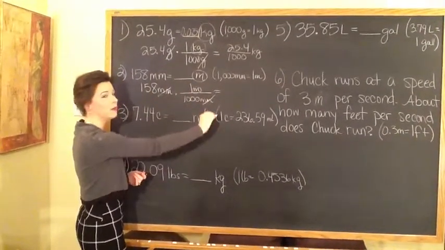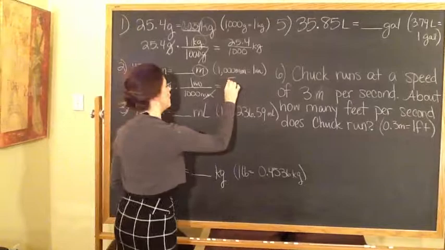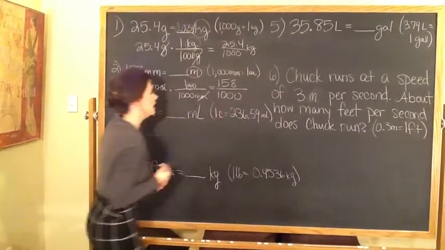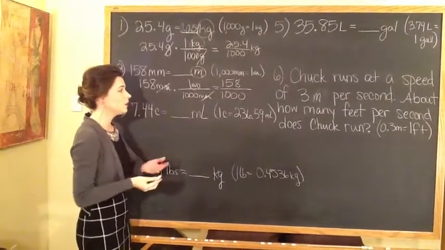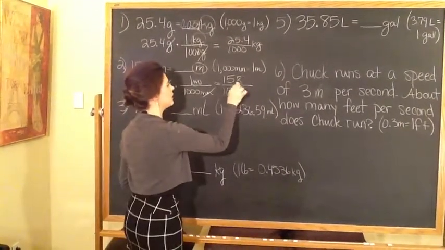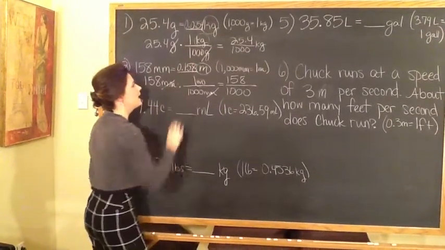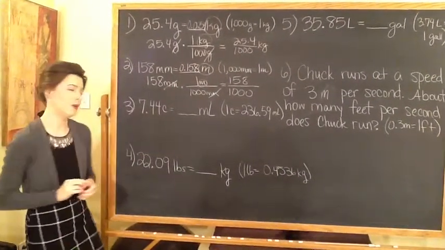Now I'm going to multiply across. So 158 over 1,000. That moves your decimal 3 places to the left, so we're going to have 0.158, and that's how many meters we are left with.